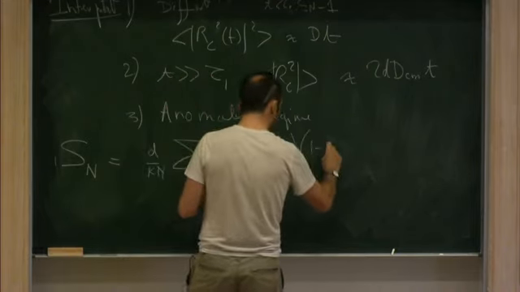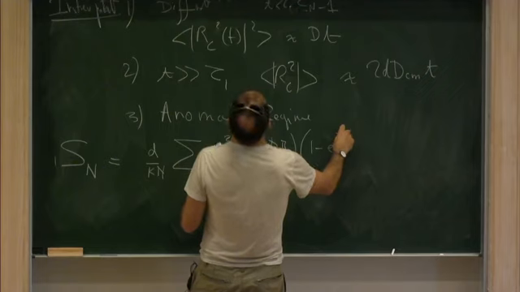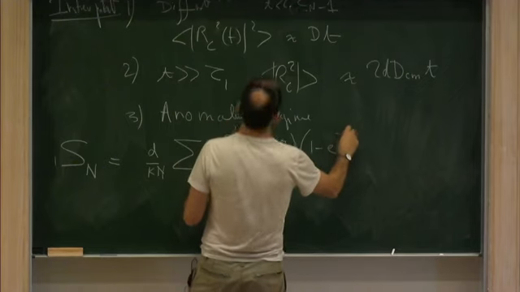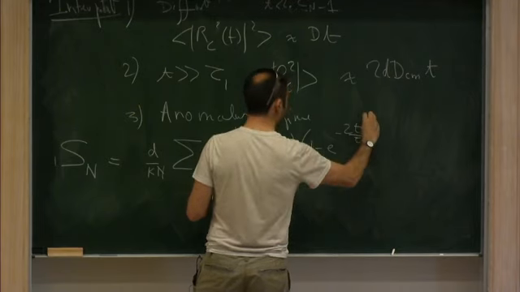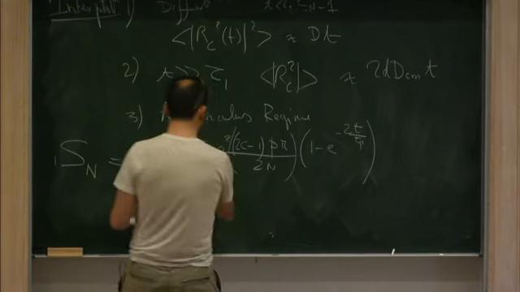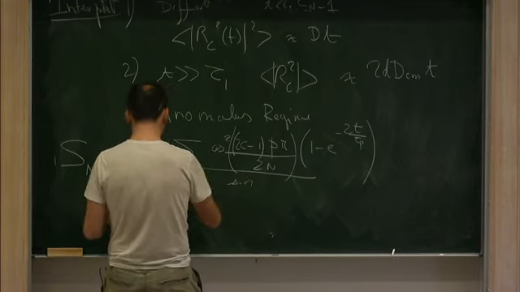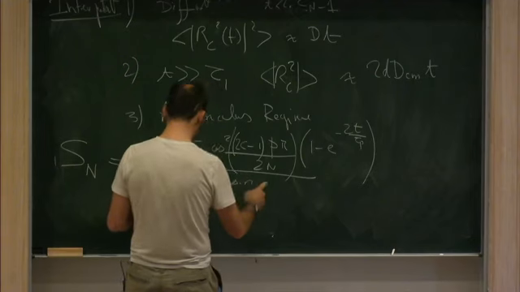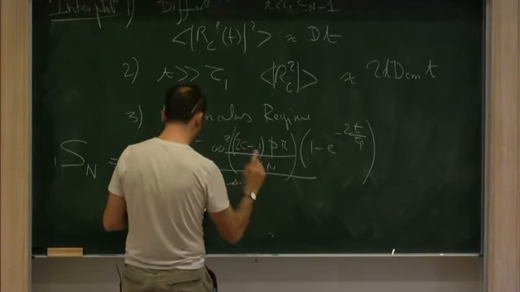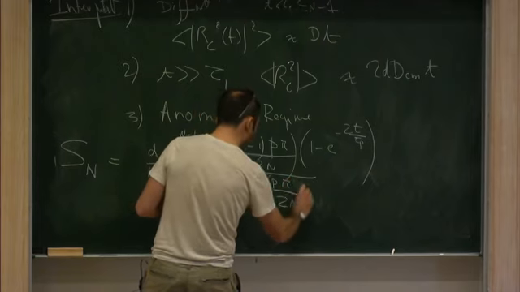1 minus exponential of minus 2t over tau p, and then we have to divide, sum for p equals 1 to n minus 1, by sine to the power beta of p pi divided by 2n.